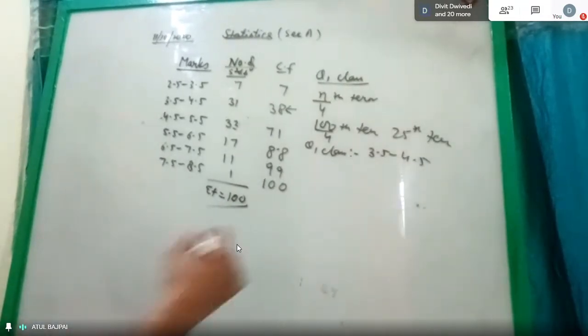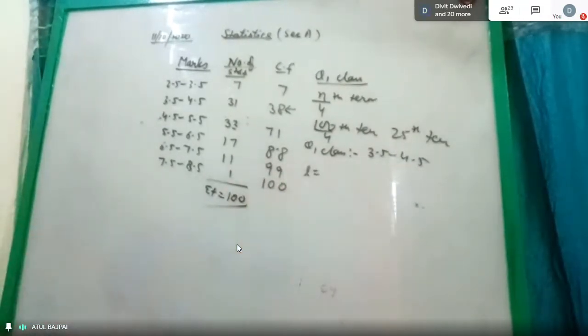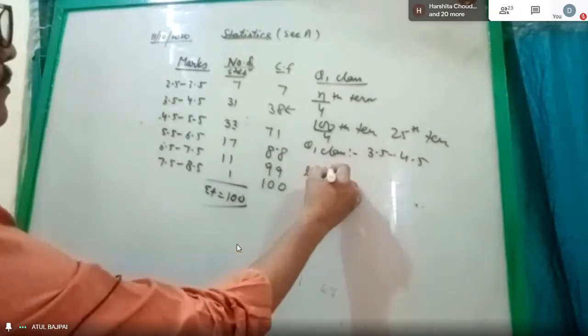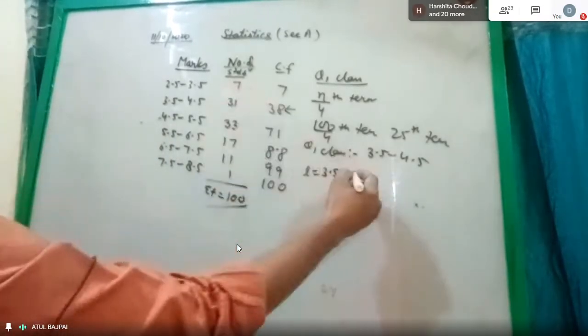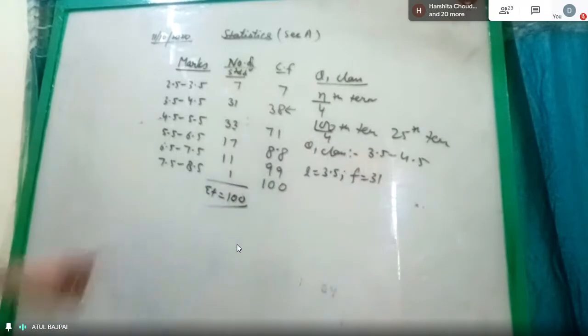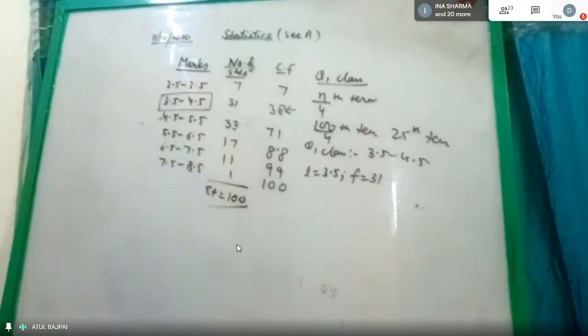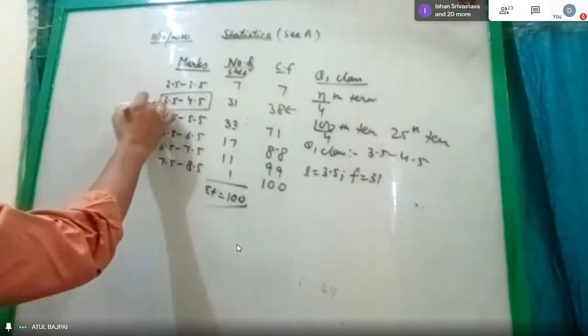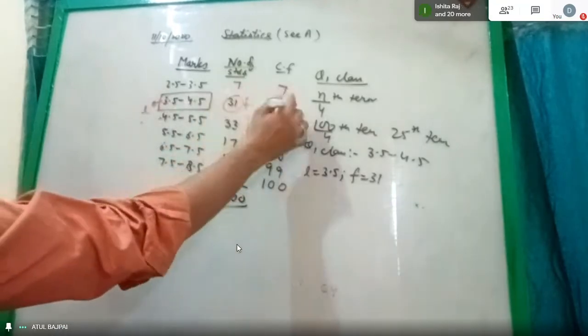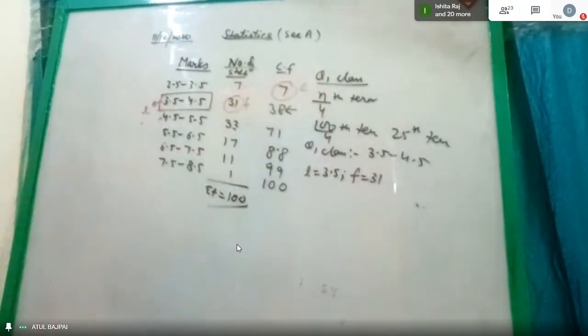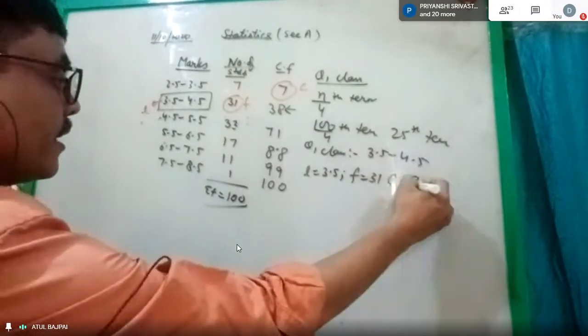Now, let us find L. What is L in this case? 3.5. What is F in this case? The frequency of the quartile class. The lower quartile, this is the class. So L is 3.5, this is the lower limit. This is the frequency, and this is the cumulative frequency. So L is 3.5, F is 31, C is 7, and I is 1.